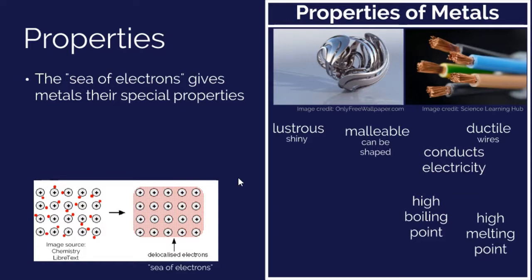Another property that metals have is a very high boiling point and a high melting point, again, because these atoms are being held together by that sea of electrons. And another feature of having a high boiling point and a high melting point, though this isn't really related to the delocalized electrons, is that most metals will be solid with the exception of mercury.